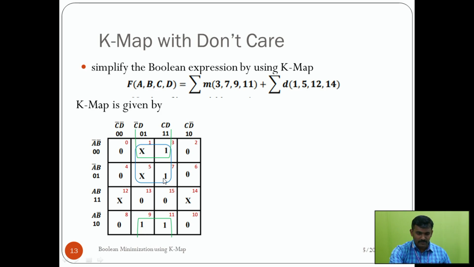See here, first row and last row: 1 and 3. 3 is 1, what about 1? 1 is x. What about the last row? 9 and 11, both are 1. So if I map with the help of this quad, x will be considered as 1. Therefore we will have 2 quad groups. So the final output will be like this: the blue color belongs to A bar D, and the green color value will be B bar D.